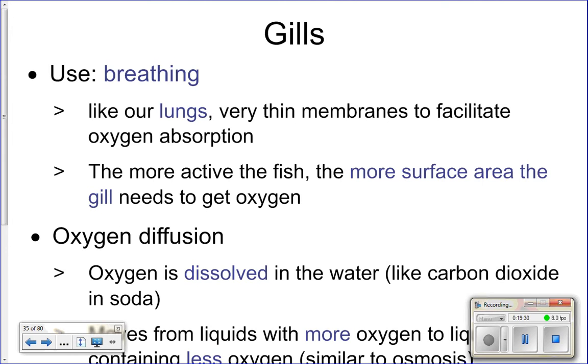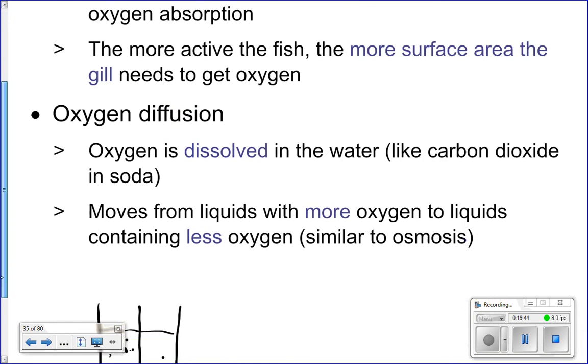We're going to talk about the structure of the gills, and then we're going to talk about how they actually extract oxygen from the water and why fish can breathe underwater and you can't. Why, if you breathe in, it's called drowning, whereas they can actually breathe and survive.